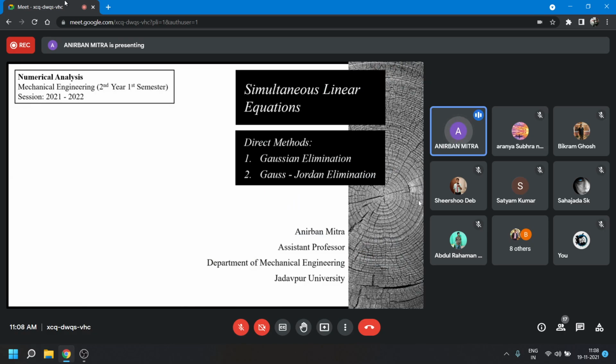Welcome to another class of numerical analysis. And in today's class, the topic of discussion is simultaneous linear equations and how we can solve simultaneous linear equations. There are two broad categories of solution techniques: direct methods and iterative methods. For today's class, we are going to be concentrating on direct methods, and under this, we'll look at two different methods known as Gaussian elimination method and the Gauss-Jordan elimination method.